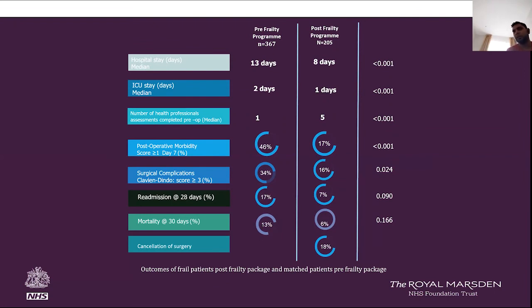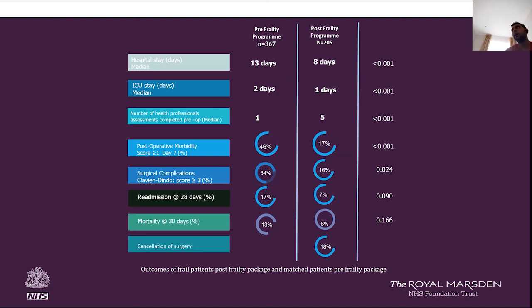But does this type of thing work? The example here on the screen is from the Royal Marsden Hospital, where a team of anaesthetists and therapists have implemented quality improvement and then frailty screening and intervention of a CGA into cancer surgery. And what you can see here on the screen is that there is a dramatic reduction in length of stay and adverse outcomes for their patients.